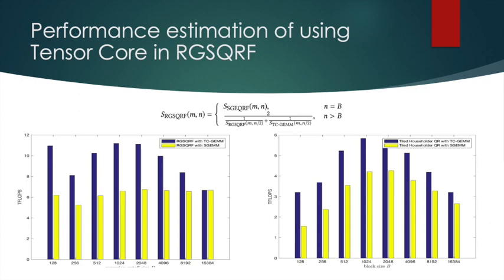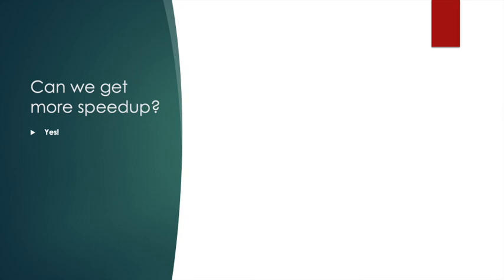We note that in MAGMA, the panel takes a lot of time. Can we accelerate this process? The weapon is using communication-avoiding QR factorization. This method is widely used when the matrix is very tall and skinny. The process is shown in the figure.